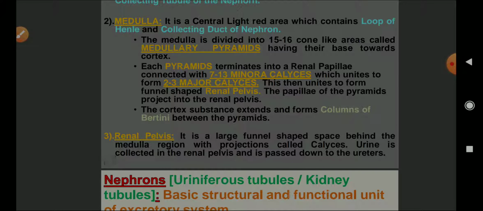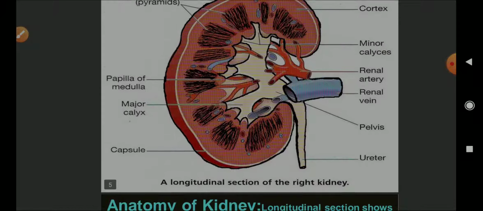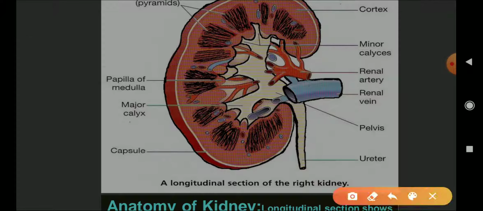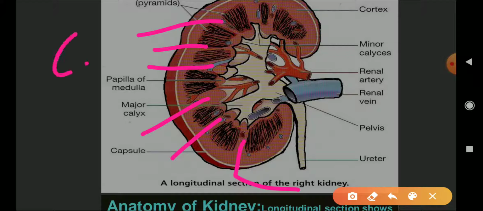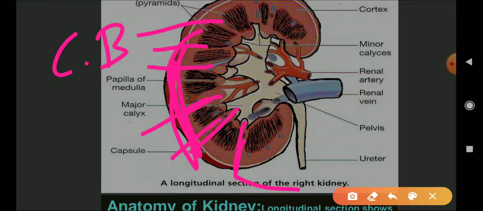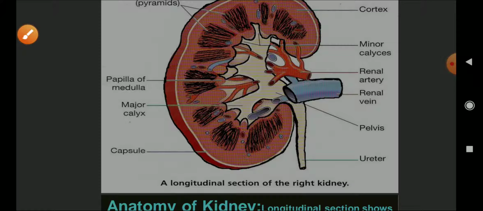The papillae of the pyramids project into renal pelvis. The cortex substance extends and forms a column of Bertini between the pyramids. If you again see the diagram, the region between the pyramids is known as column of Bertini. This region is cortex, and the cortex is extended between the pyramids, giving support to the renal pyramids. That part is known as column of Bertini.